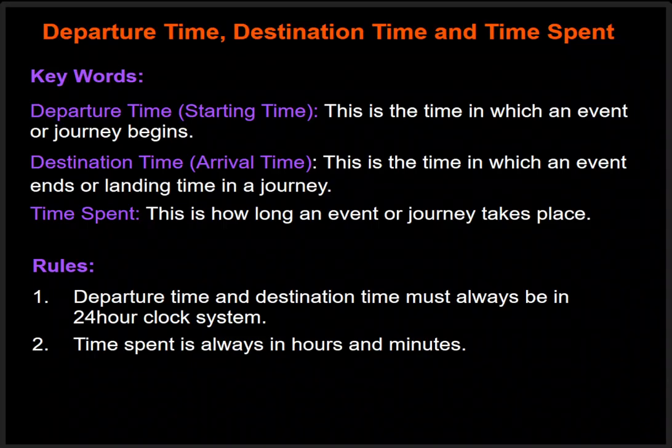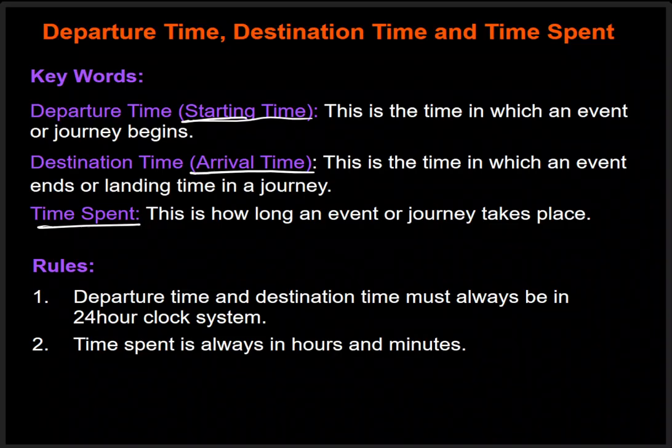So, we'll be looking at our last lesson on time, and we'll be taking departure time, destination time, and time spent. All right, so let's see what we'll be taking here. The key word we'll be looking at is departure time as the starting time. Take note of this. Departure time, which is also the starting time, and then we have destination time, which is the arrival time. That's the time in which an event ends or the landing time of a journey. Then we have the time spent. Time spent, this is how long an event takes place.